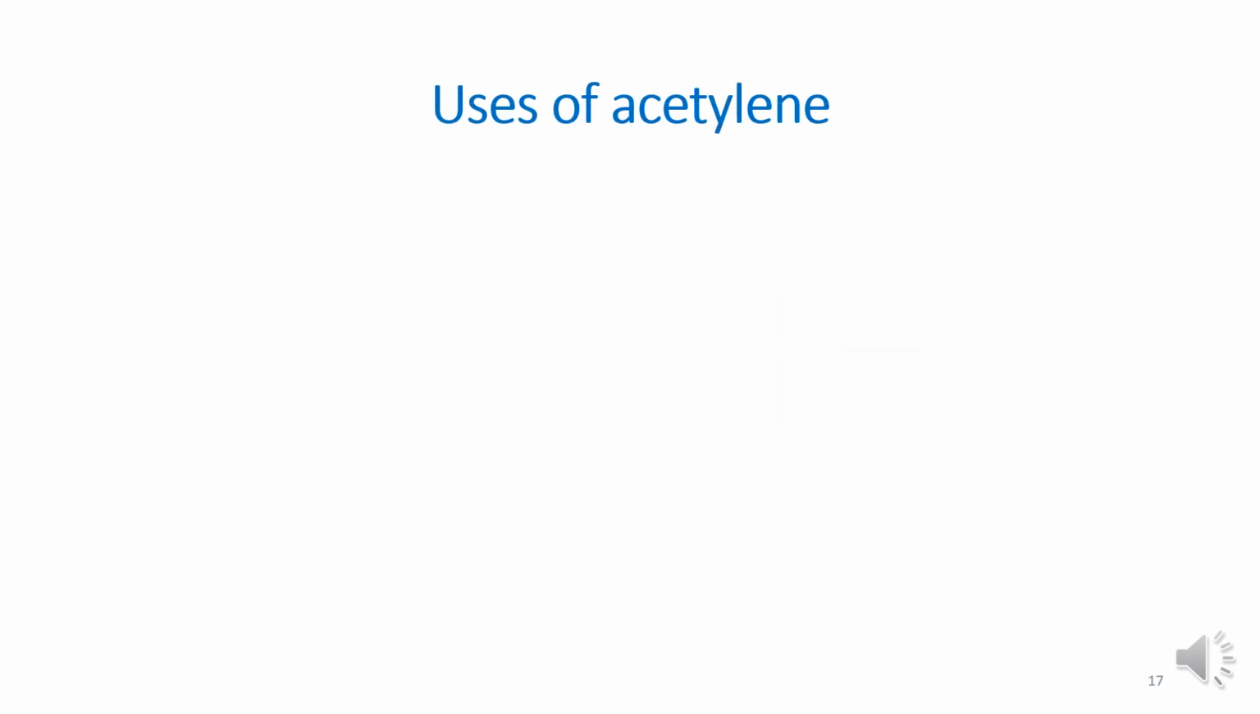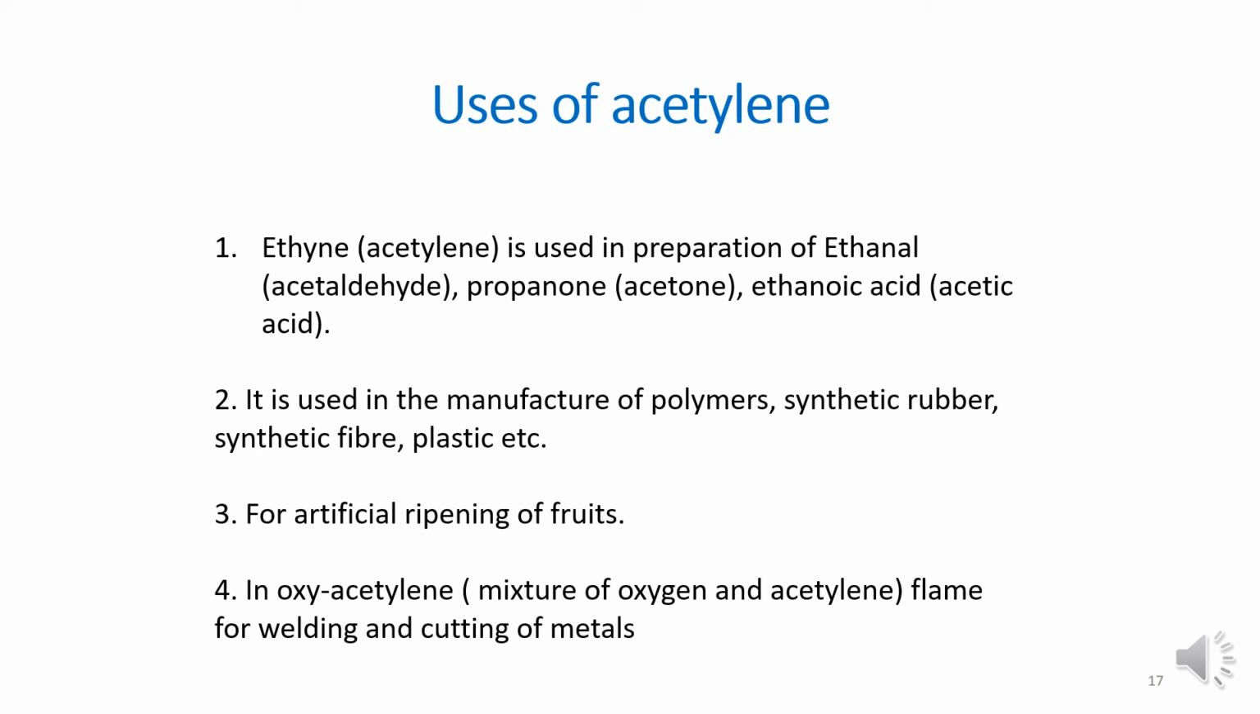Then, uses of acetylene. Ethyne or acetylene is used in preparation of ethanol, propanone and ethanoic acid. It is used in the manufacture of polymers, synthetic rubber, synthetic fibers and plastic. It is also used in artificial ripening of fruits. The last one, which is very important, is oxyacetylene. It is a mixture of oxygen and acetylene, and this mixture is used for welding and cutting of metals.